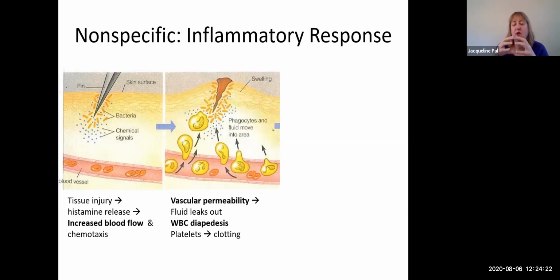Because the blood vessel has vasodilated, it has now become leaky. It has what we call vascular permeability, meaning fluid inside the blood vessel can leak out. And not only that, our white blood cells can undergo diapedesis, which means they can now move to the site of injury. And we have extra fluid in the site of injury, making it increase in size. In addition, if a blood vessel was injured, the platelets would be activated and they would start that whole process of coagulation.